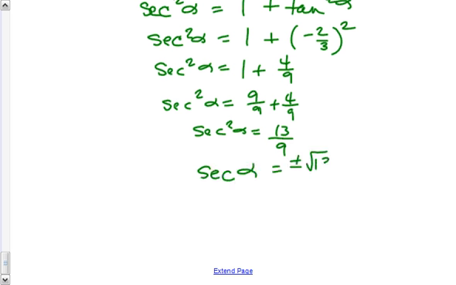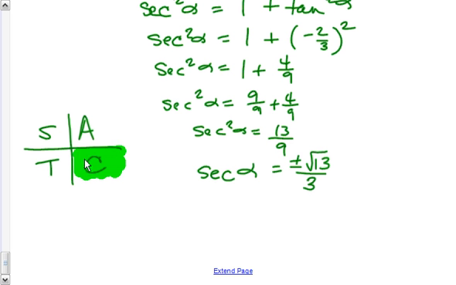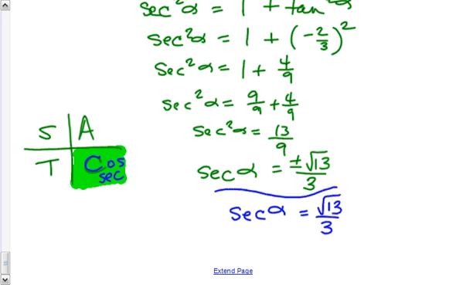Okay, why did I say plus or minus? Because when you take a square root, the answer is either or. How do you know which one it is? Anybody? All students take calculus. What quadrant do they tell us we're in? The fourth. What is positive in the fourth quadrant? Cosine and its reciprocal. What is the reciprocal of cosine? Secant. These are positive, so my answer is going to be the positive square root of 13 over 3. There's secant.